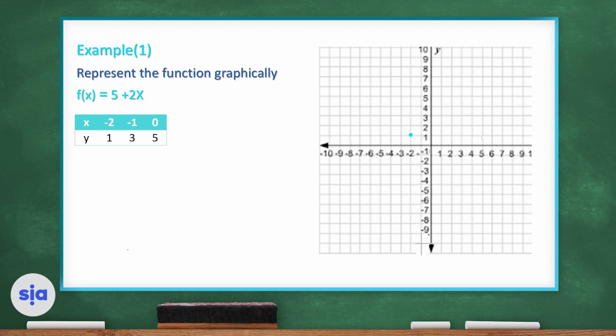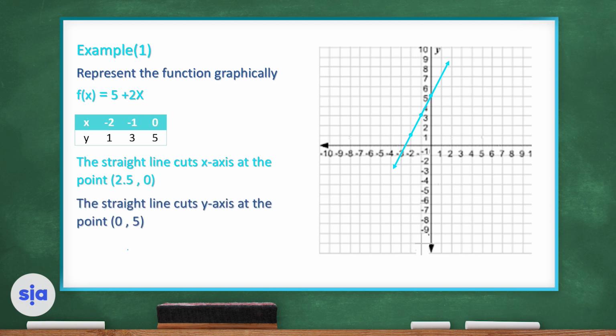So here's point (-2, 1). Another point (-1, 3). And the third point (0, 5). Connect them with a line. Here's the line. So here you succeeded to graph this function, or to represent it graphically. This straight line cuts the x-axis at point (2.5, 0), as you get it here from the graph. This straight line cuts the y-axis at point (0, 5).